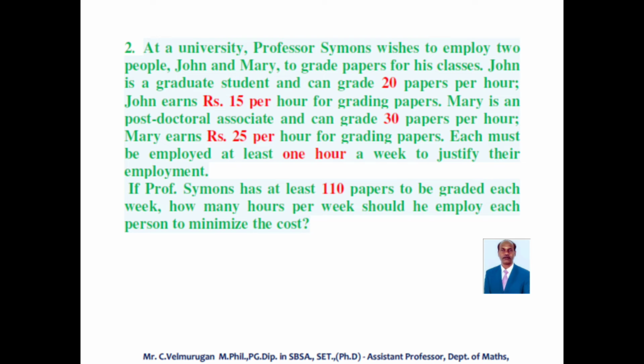So what is the aim of Professor Simmons? He aims that at least 110 papers be corrected in a week. Then how many hours per week should he employ each person to minimize the cost? So he wants to assign the people and, at the same time, minimize the grading cost. So here the problem is based on minimizing the cost. According to the nature of the problem, we can decide whether it is maximize or minimize. Here the problem is a minimize case.